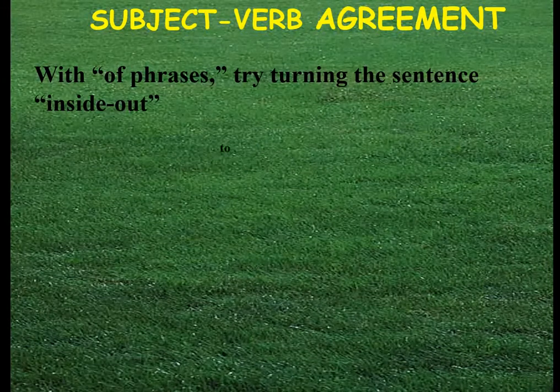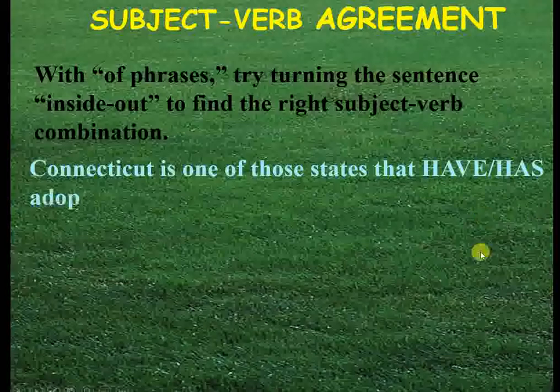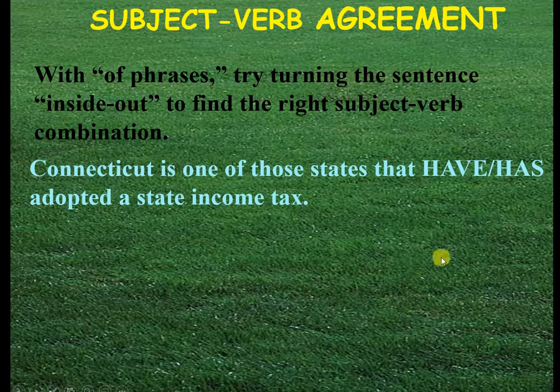All right, it gets a little bit confusing with these "of" phrases, and one thing I don't like about this presentation is they don't spend a lot of time on the simple "of" phrases, but I'm going to be going over that. I think he goes directly to a really complicated example. So this is a really advanced example, and it's called a relative clause. In this case, you might try turning the sentence around so that it's something like this: Of those states that have adopted a state income tax, Connecticut is one, or Connecticut is one of them.